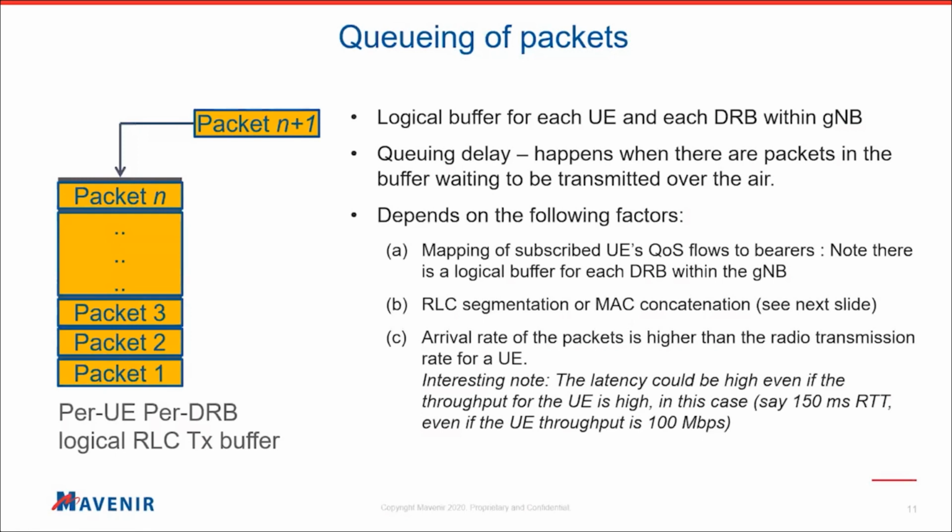Okay, an interesting thing to note is that in some cases the latency can be high even if the throughput is high. For example, you may experience a throughput of 100 Mbps, but you can also see latency beyond 100 milliseconds, like RTT beyond 100 milliseconds. Even if you are in very good channel conditions, when the arrival rate of the packets into the buffer is greater than the transmission rate, you will still experience buffering of the packets, which may increase the RAN latency for the user, especially when he's trying to perform some critical user plane operations that are latency stringent.